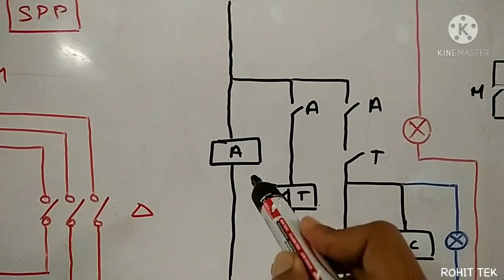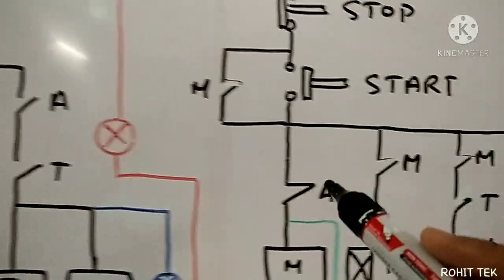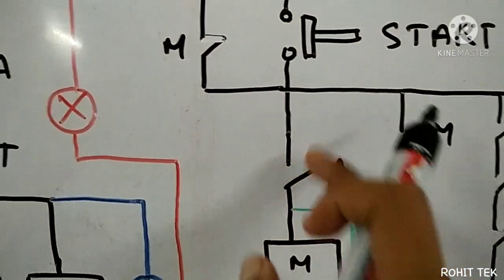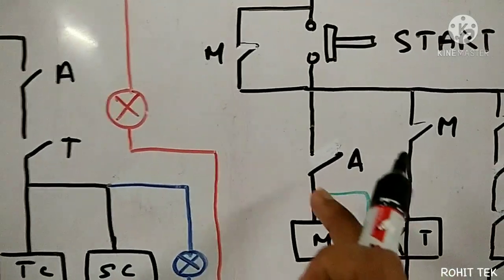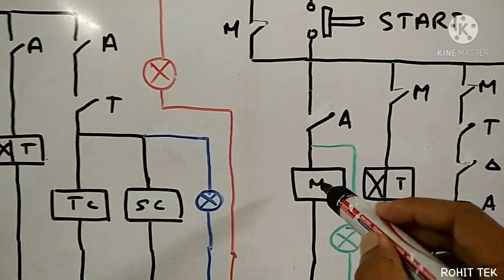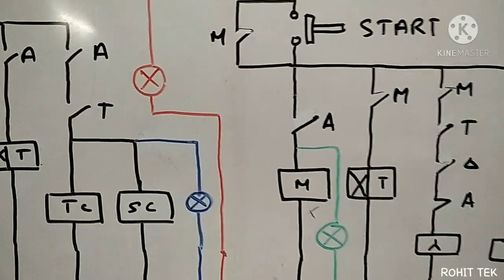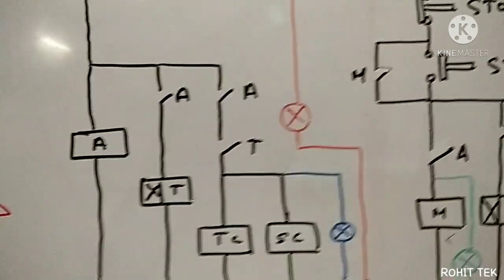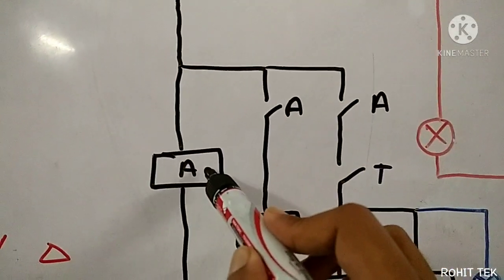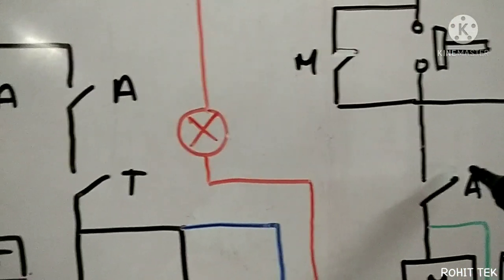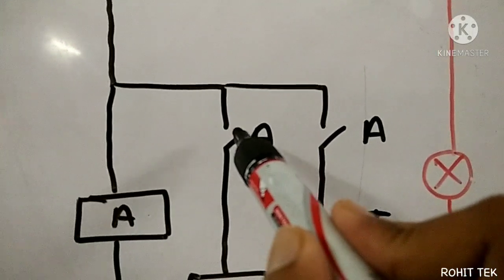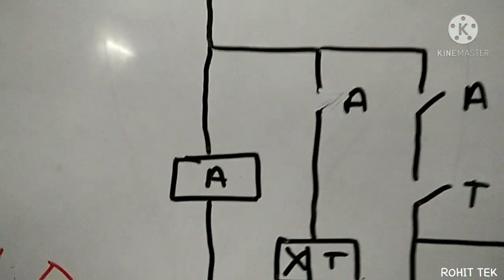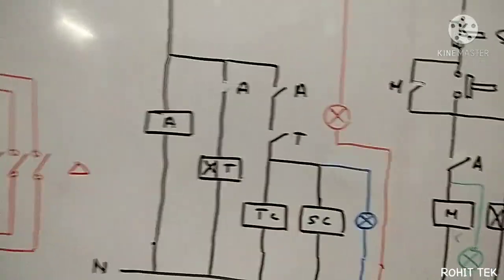As this A contactor gets energized, its contact state will change, meaning this NC will become NO, and this main contactor is de-energized. All the contactors will get de-energized. And see here, now this contactor gets energized, the state of this contact has changed from NC to NO. This will be changed to NC.